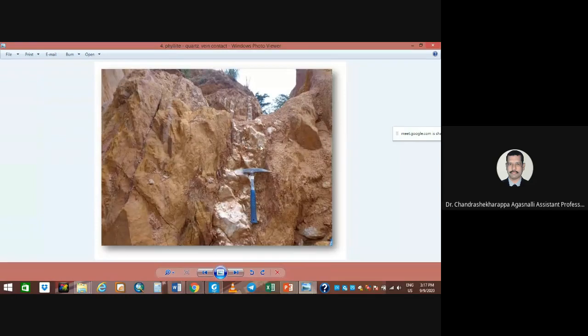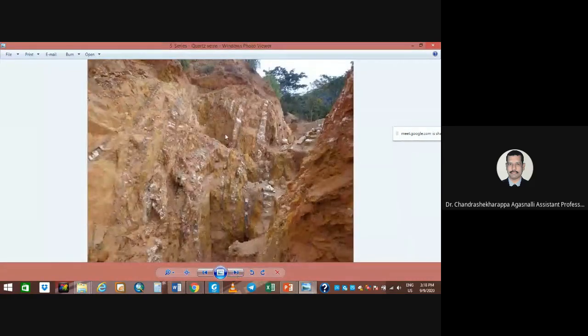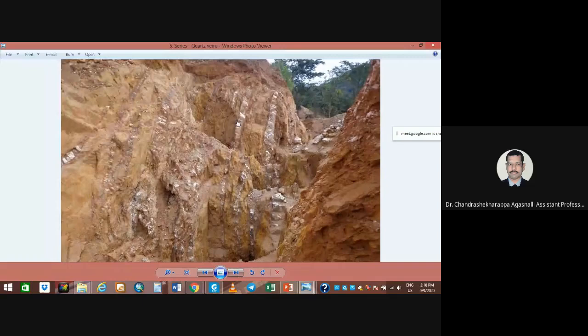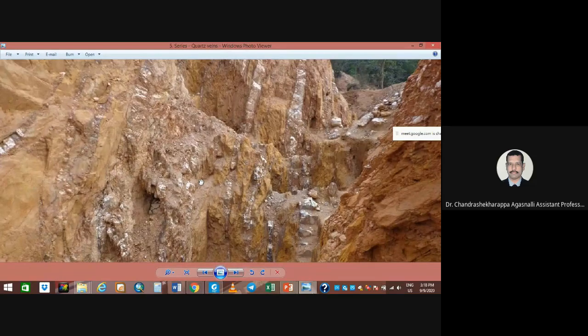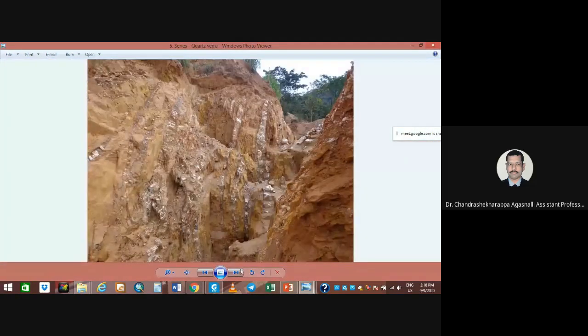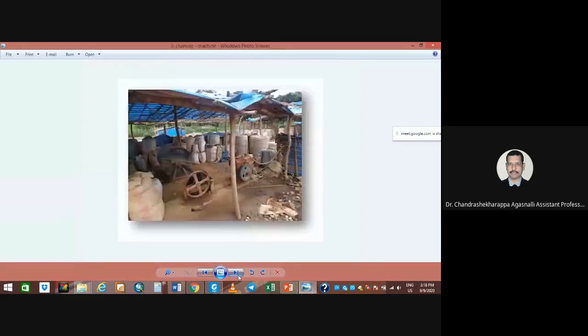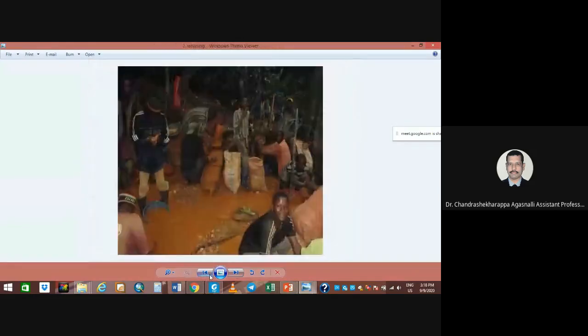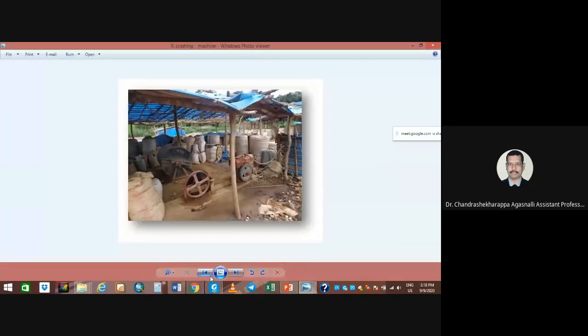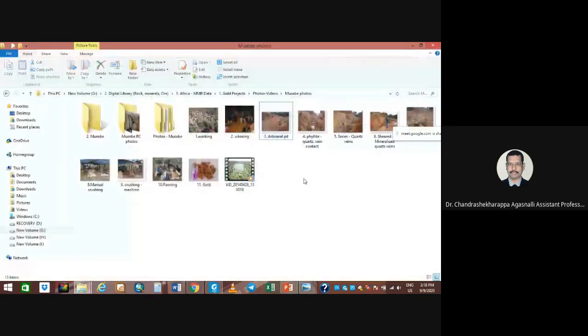This is how it looks in the field, in the quartz vein. This is a phyllite, a metamorphic rock, and a series of quartz veins are running through it. Here is one, and next to it two to three more quartz veins are running. You can see this series of quartz veins: 1, 2, 3, 4, 5. All these veins contain very valuable gold deposits. This is how the gold working is here.